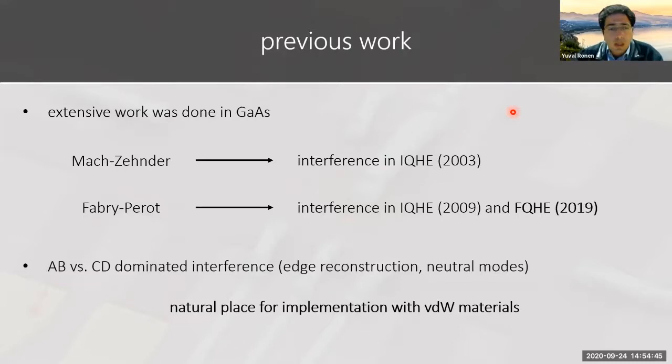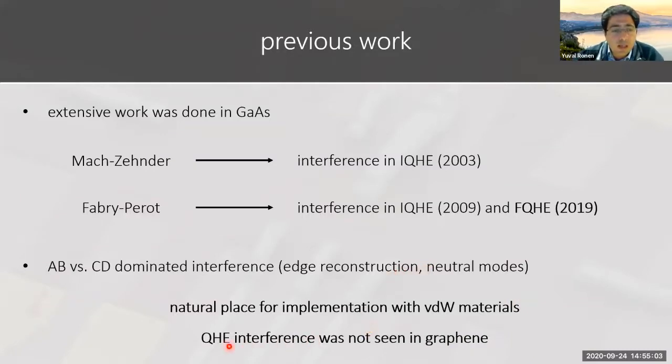Okay. Thanks. So this problem of Aharonov-Bohm versus Coulomb dominated, as I'll show you, is actually a very natural place to implement these van der Waals materials, and this is exactly why we started this direction. And also, all the work before was done in gallium arsenide. Quantum Hall effect interference was not seen in graphene, and when you look at something in a new system, maybe you'll also see a new phenomenon.